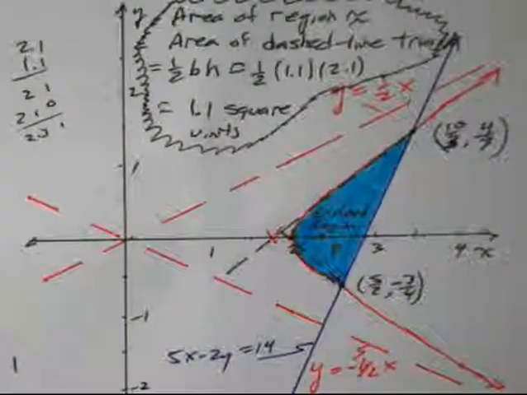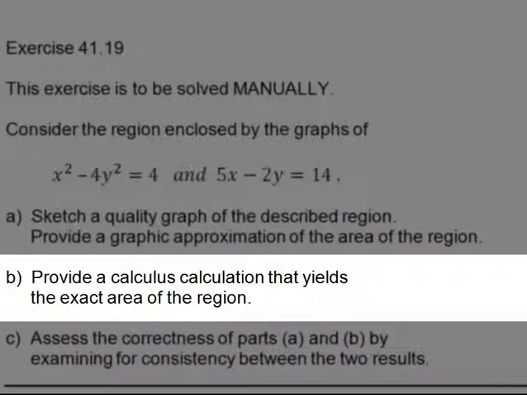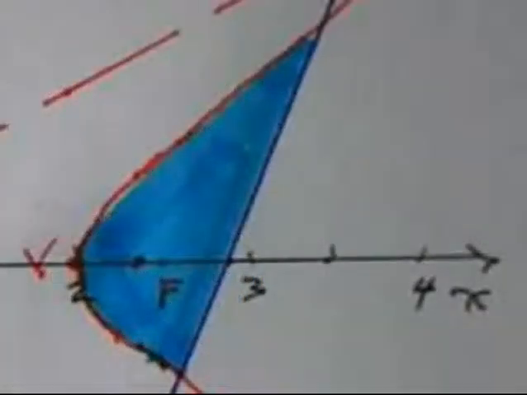Alright, time for an analytic calculation. Part B: provide a calculus calculation that yields the exact area of the region. Let's decide on a strategy for an analytic calculation of the area of this region. Initially, we might try going with the most popular method of calculus, and that is to try slicing up this region with thin vertical rectangles. Let's try that.